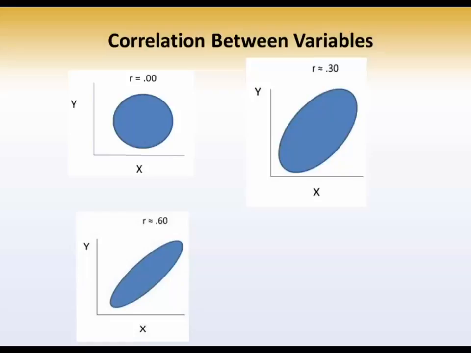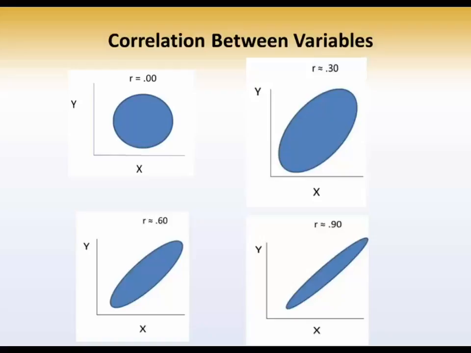If the correlation goes up to 0.6, the amount of the relationship between x and y becomes stronger. And finally, with a correlation of 0.9, the association between x and y is quite strong. So we've pictorially represented what the correlation coefficient looks like.